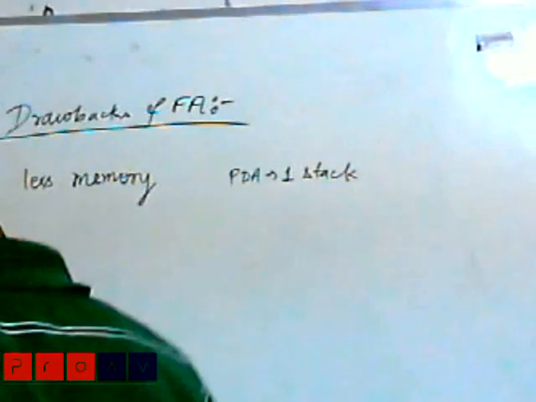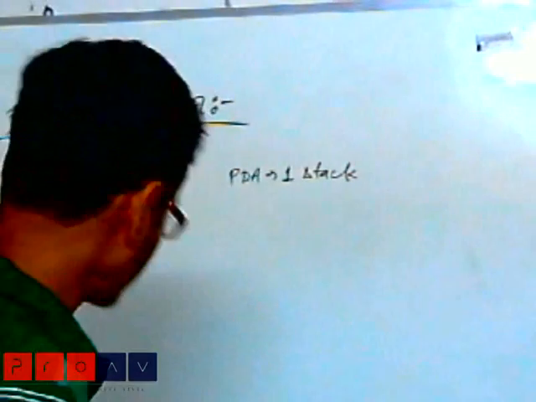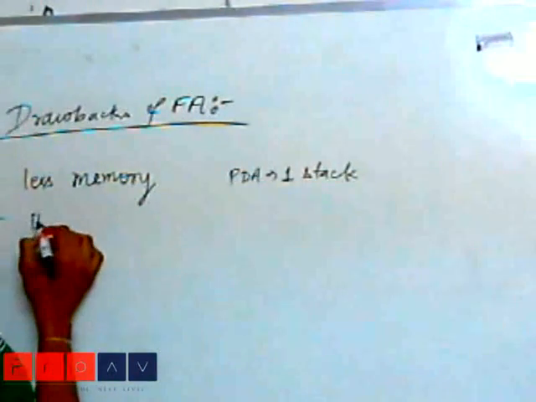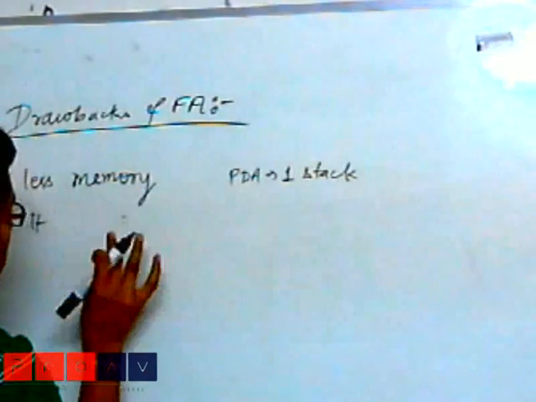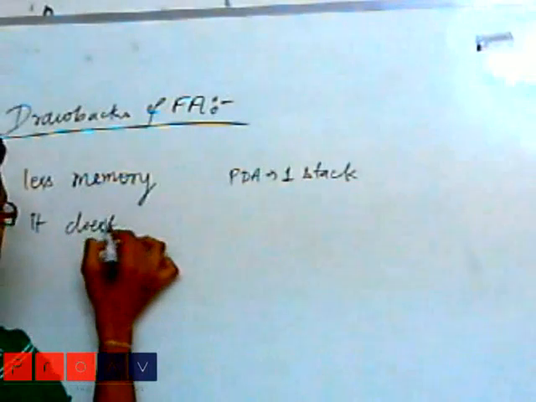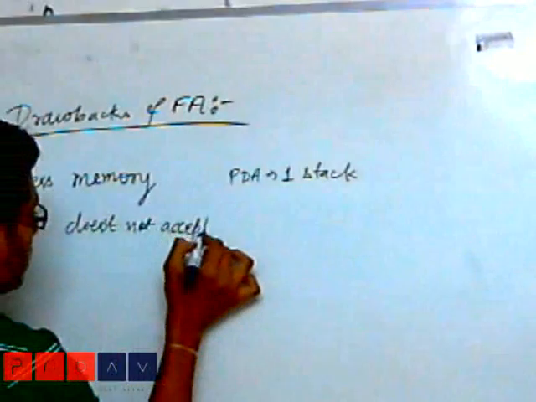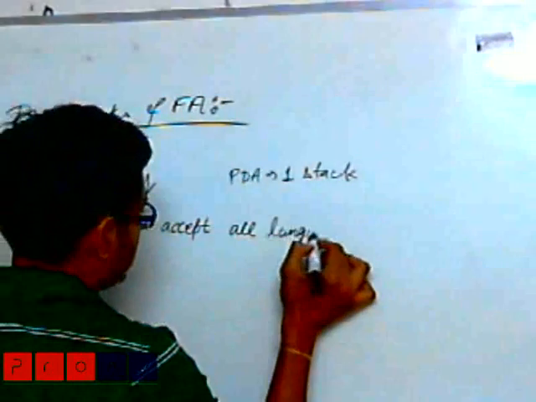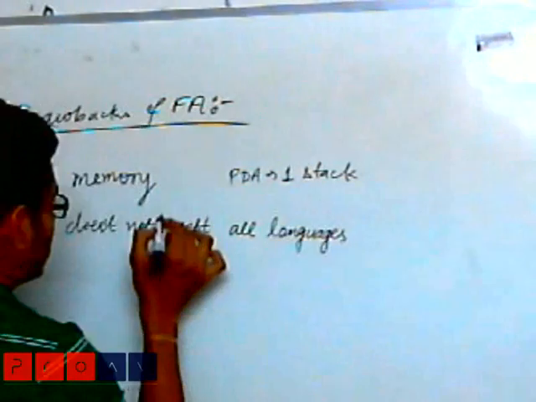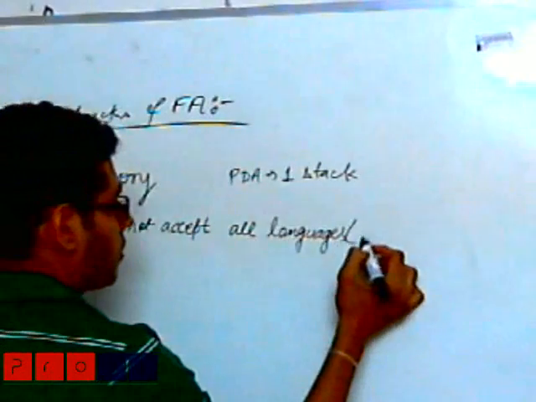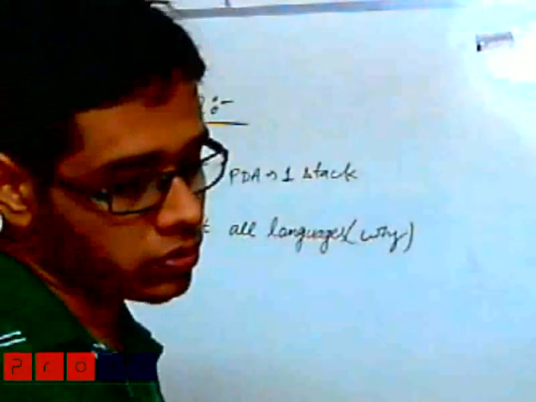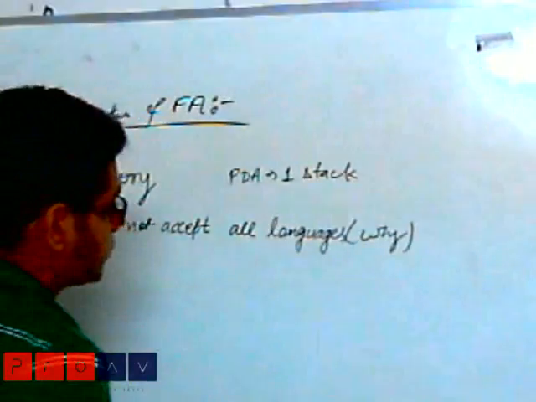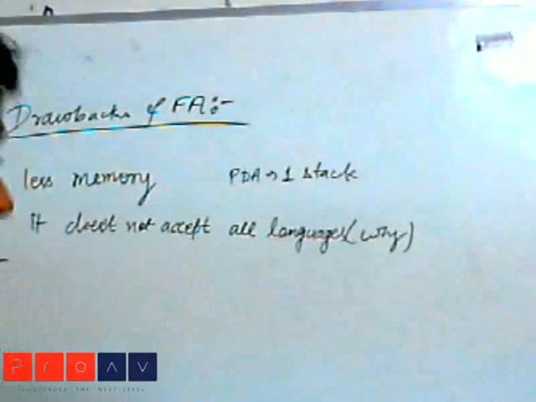The other two drawbacks are based on the same thing, because it has less memory. It doesn't accept all types of languages. This is related to the same: it doesn't accept because it has very very less memory. Because of limitation of memory, it is not accepting all types of languages. Another one is that it can store only a small amount of information because it has very very less memory. So it depends upon the first one. This ends our introduction classes.